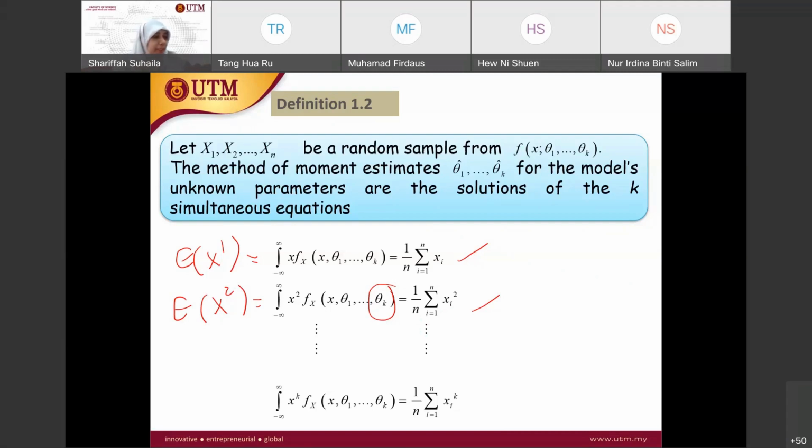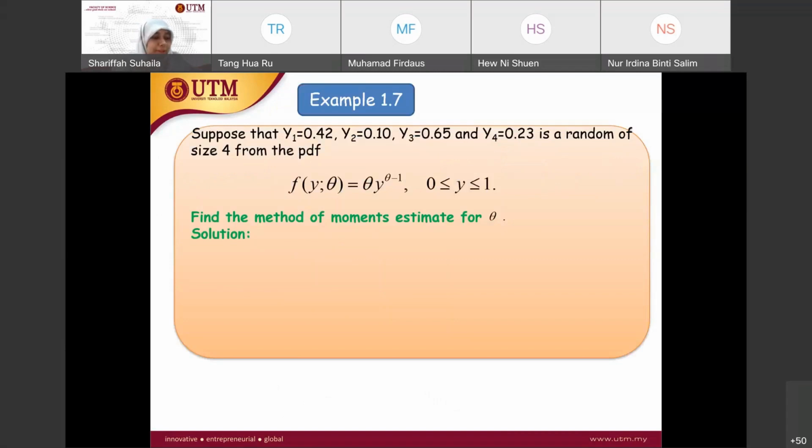Okay. So katakan kita refer pada the first example, example 1.7 here. The density function is given as theta y to the power theta minus 1. So this is your continuous random variable. Kita ada dia punya range. You want to find method of moment, kaedah moment. Hanya satu parameter saja, so that means kita just selesaikan expected value of y to the power 1.